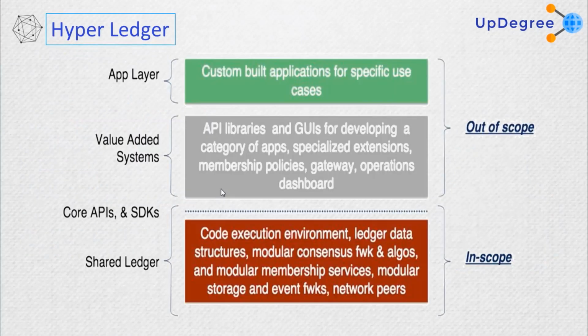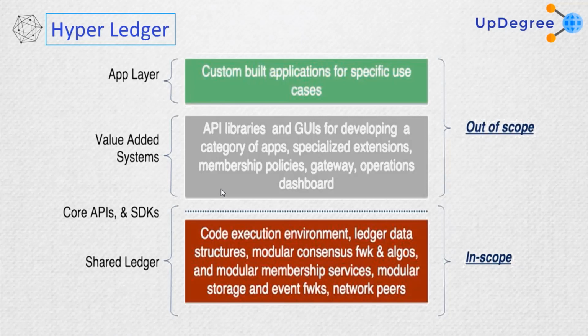So you have Hyperledger as four modules. You have an application layer, that's the top where you can build custom applications. Then you have value added systems. Basically, you have API libraries, GUIs for any kind of policies, gateways, and operations. Then you have core APIs and SDKs. And then finally, it's the blockchain, which is basically the shared ledger. It's the code execution environment, ledger data, modular storage, and network peers.